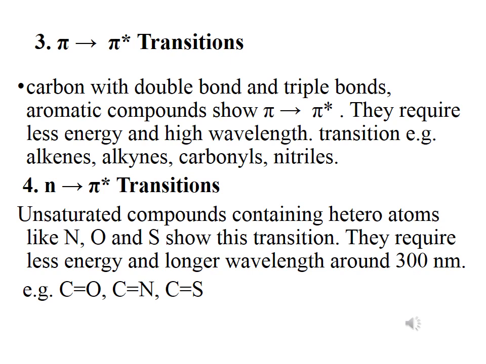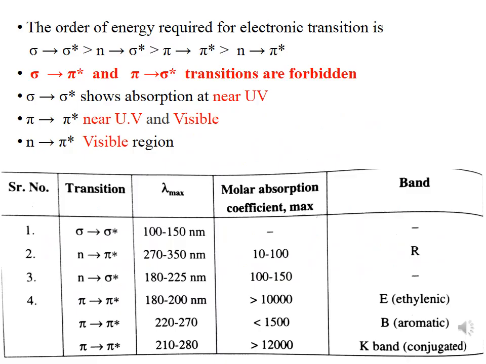The fourth transition is n to pi star. N means presence of lone pair of electrons. Pi means unsaturated. Hence, unsaturated compounds containing heteroatoms with lone pair like nitrogen, oxygen, sulfur show this type of transition. They require less energy and longer wavelength, around 300 nanometer. Examples of these transitions are C double bond O, C double bond N, C double bond S.